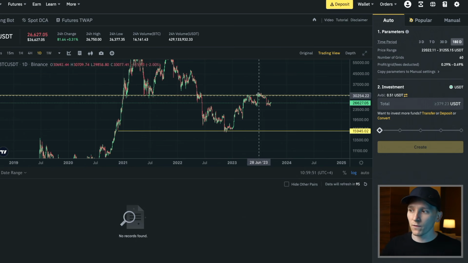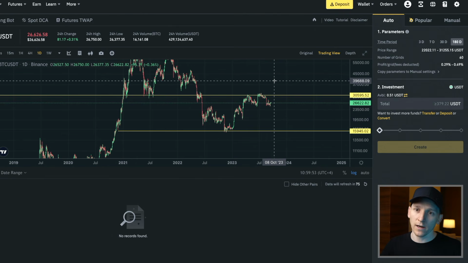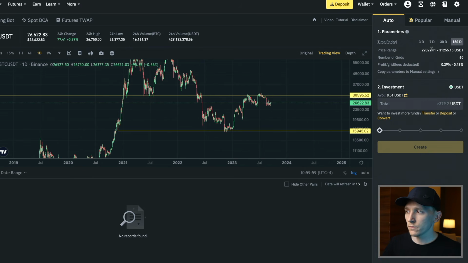Remember, if it moves out of the range, you're not going to be trading. And so you're not going to be buying and selling and taking those small profits out, hopefully small profits, right? So just make sure you know how long you want to trade before getting into it.